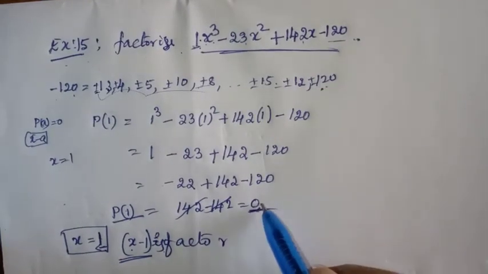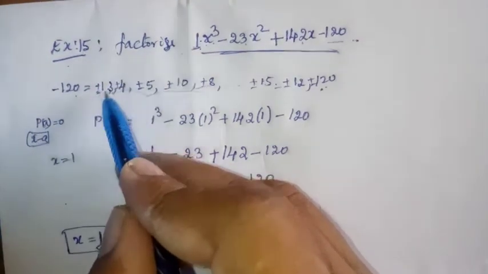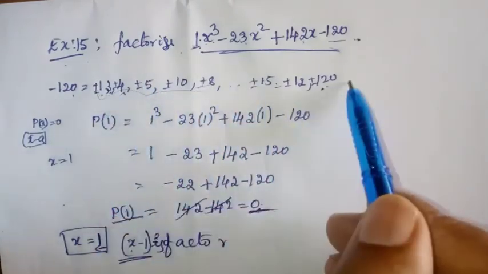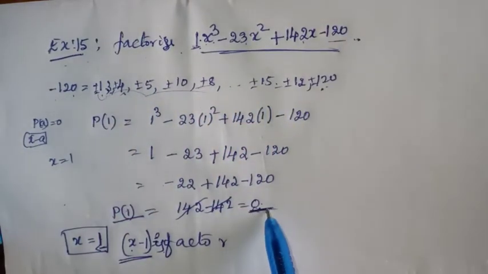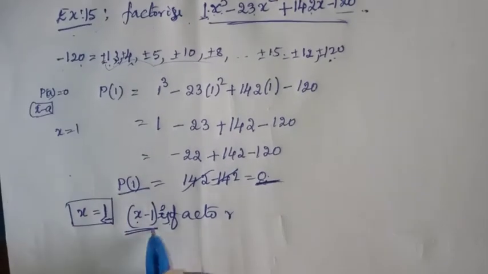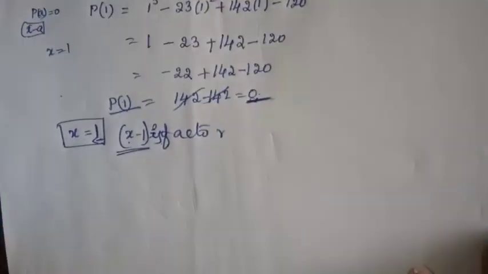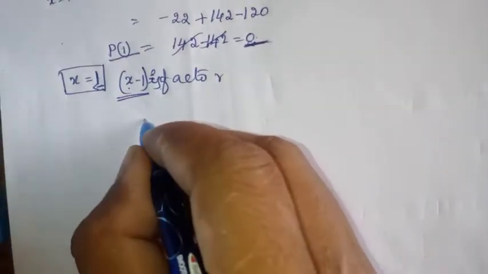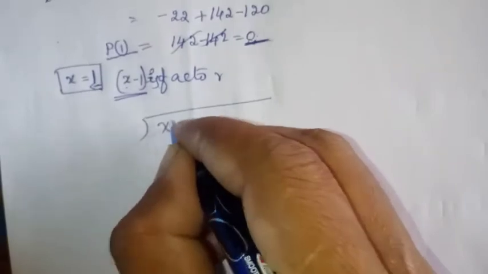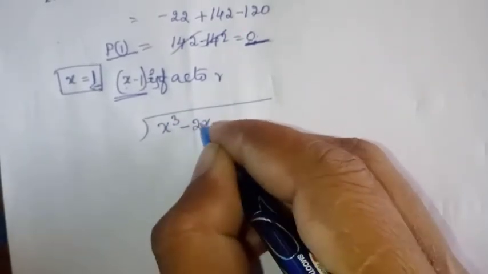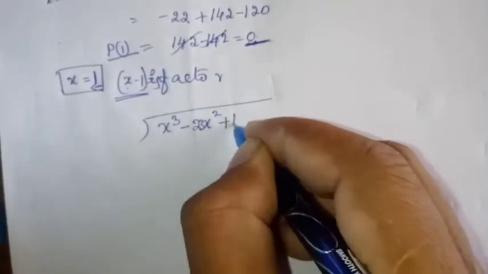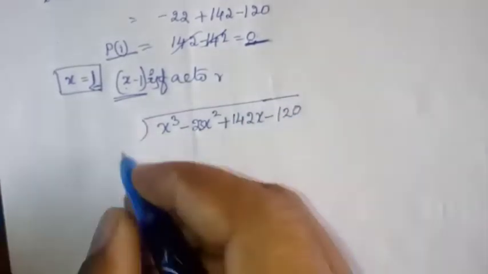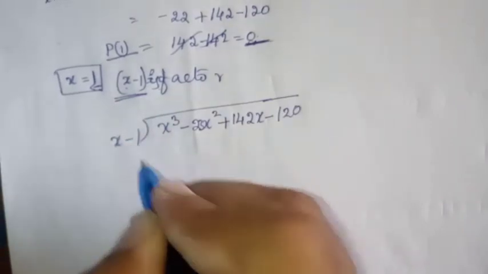If it is not equal to 0, then you have to consider the next factor, that's 3, 4, and so on. You should try all of these, because we need 0. Now we got one factor of this one. Now all of you are familiar with the long division method, yes or no? The given polynomial is x cube minus 23x square plus 142x minus 120 divided by x minus 1.